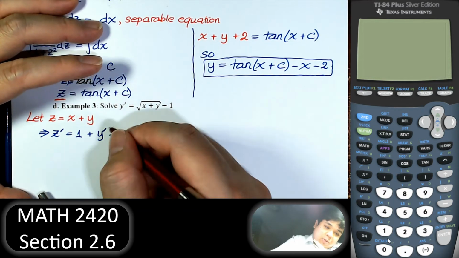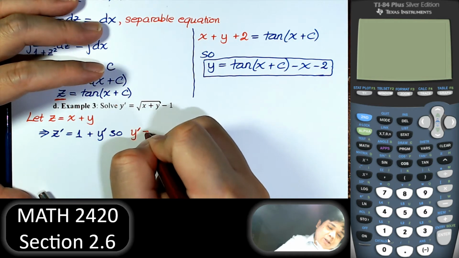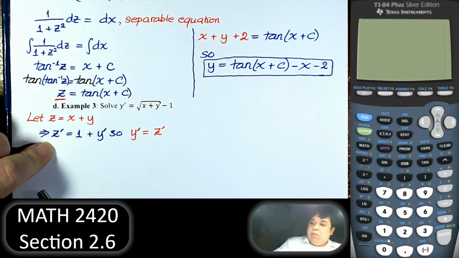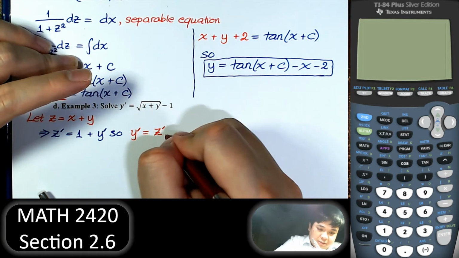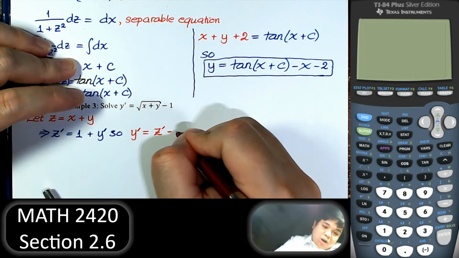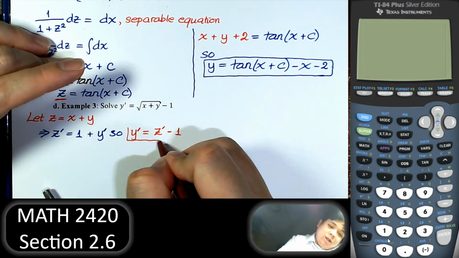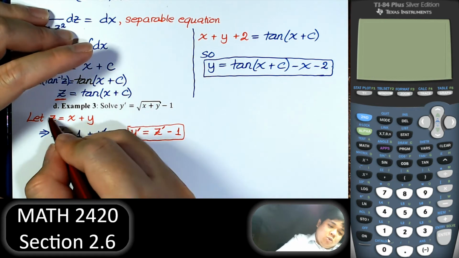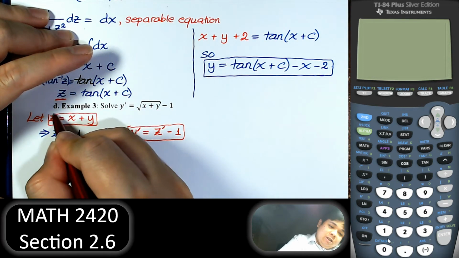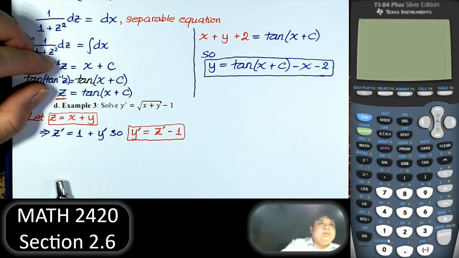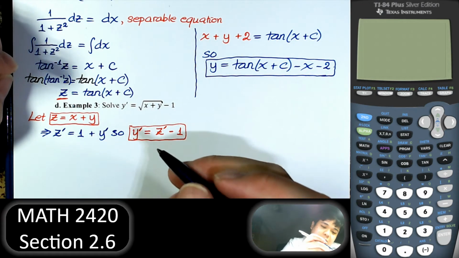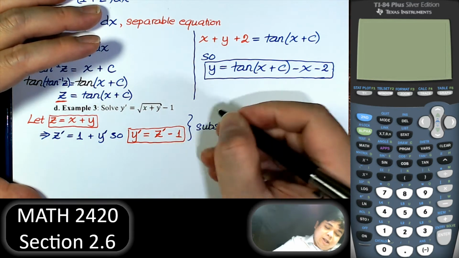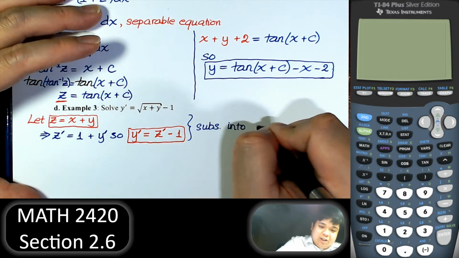So we can say y prime equals z prime minus 1. It's just minus 1 on both sides. And we substitute this for y prime and substitute this for x plus y. I substitute this into the original equation.